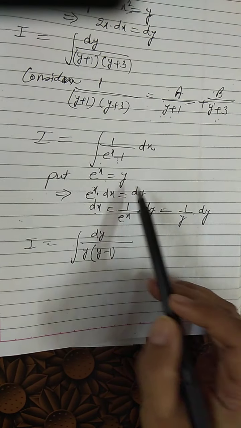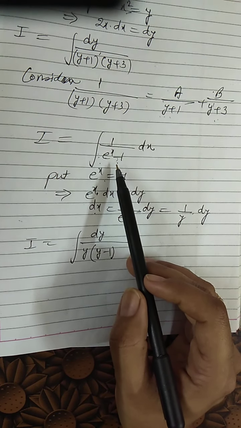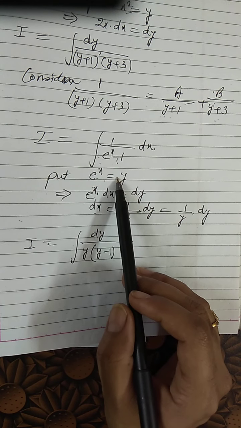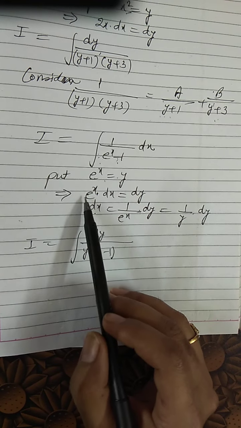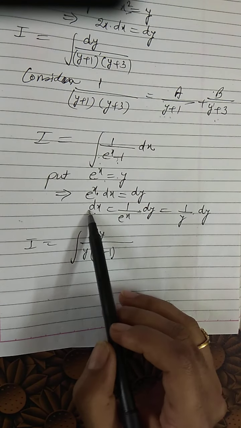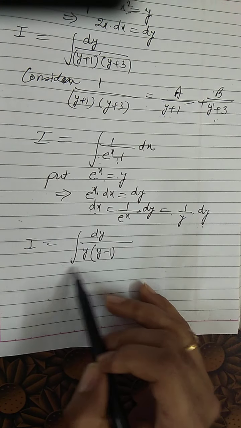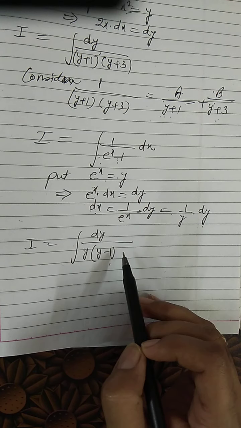I'm repeating, since there is only one e raised to power x, minus 1, and e raised to power x is in the denominator, we don't know the integration of this thing, so we are going to make the substitution. We will put e raised to power x as y. So e raised to power x dx will become dy, and the value of dx will become 1 upon y dy. So our integral has become this, once again, 1 upon y into (y minus 1).